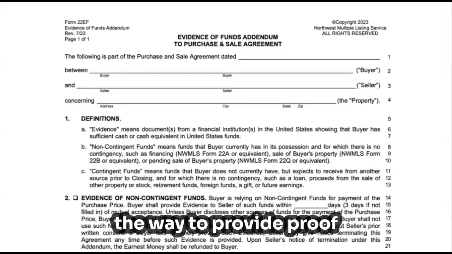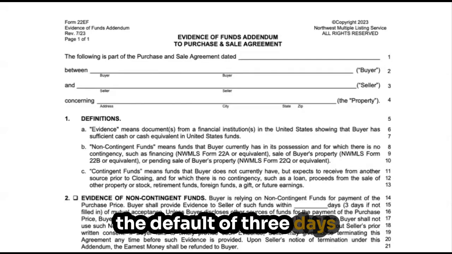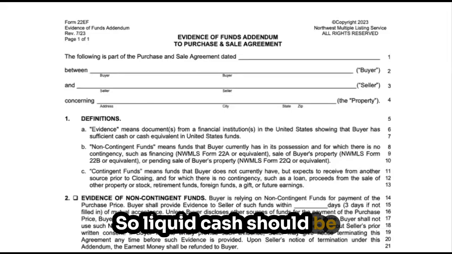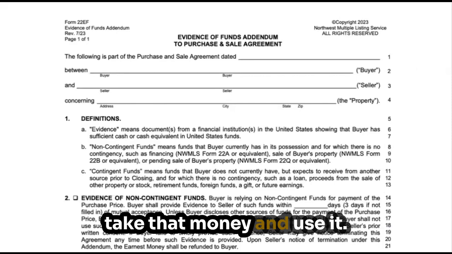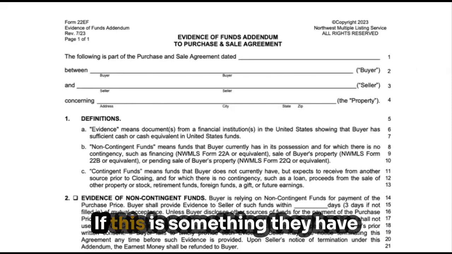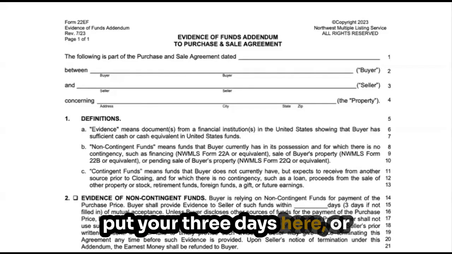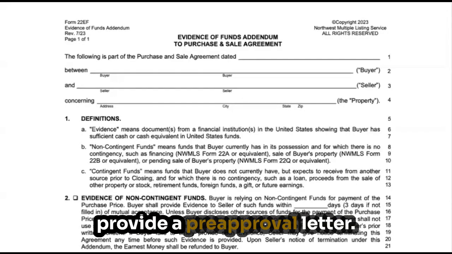This means that you have the way to provide proof of these funds within the default of 3 days after mutual acceptance. So liquid cash should be something that is readily available with no extra steps needed in order to take that money and use it. If this is something they have in a bank account, you just put your 3 days here, or you provide a bank statement similar to how you would provide a pre-approval letter.